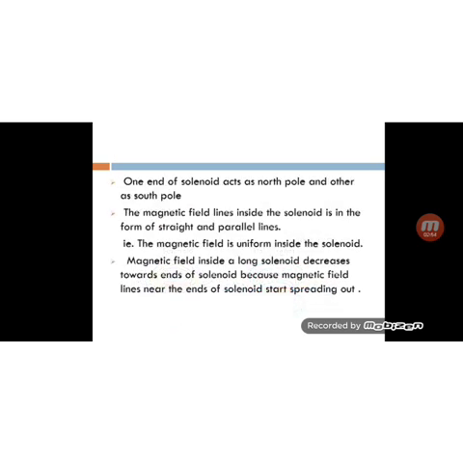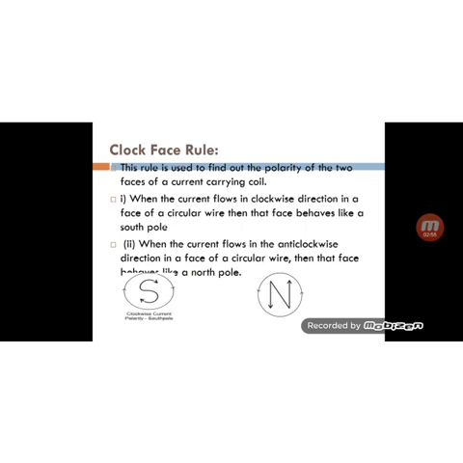Now, the direction of the magnetic field. If the solenoid behaves as a bar magnet, having a north pole and a south pole, then we have to find the polarity of the solenoid when current is passed through it. That is, we have to find which end will act as the north pole and which end will act as the south pole. For this, we will use the clock face rule.